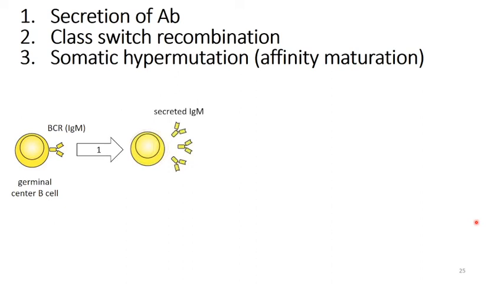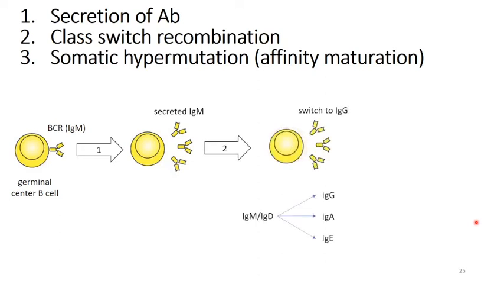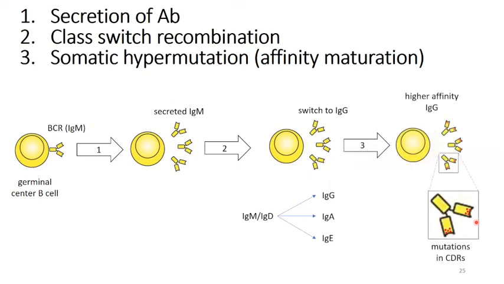So here's a diagram saying the same thing. The first thing is you get secretion of the antibody, from a membrane-bound B cell receptor to a secreted form of the antibody. You get class switching to different isotypes. It could be IgG, IgA, or IgE. Each of those has different functions. And then you get what's called affinity maturation, the process of refining the antibody so that it gradually accumulates mutations to make it a higher affinity antibody.